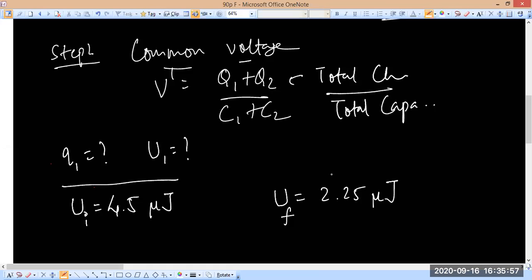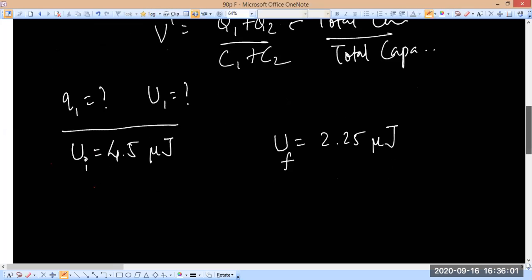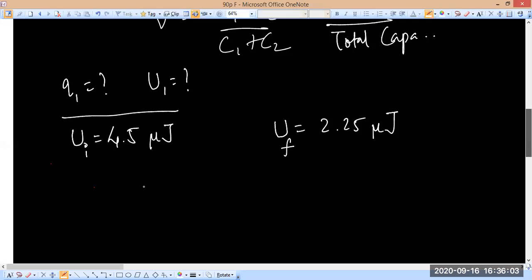So the question is, where did the rest of the energy get lost, right? Where is the loss? Okay, where did it occur? The loss value is correct, it is this much, but why is there a loss?